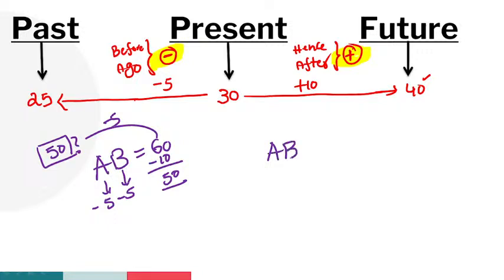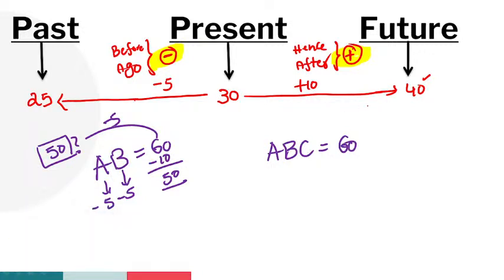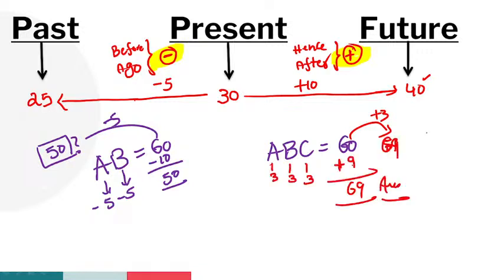One more example. ABC, three persons. The present sum of their ages is 60 years. After 3 years, their ages will be how much, guys? Anyone? What is the answer? 69 years.